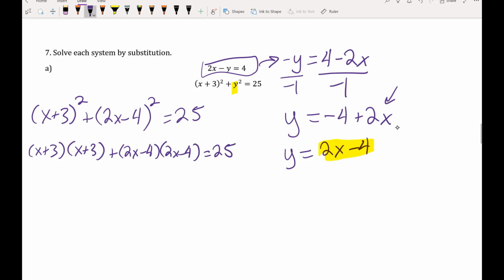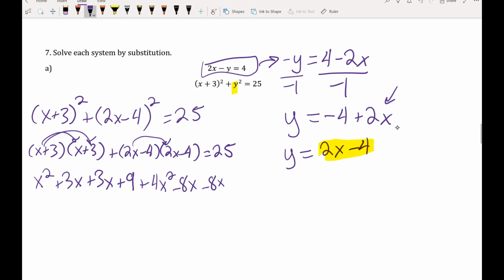These system problems, when it's a quadratic and a linear, are normally pretty lengthy because there's a lot of distributing to do. So just make sure that you're being careful with all your minus signs and all your distributing. Plus 2x times 2x is 4x squared, minus 8x, minus 8x, negative 4 times a negative 4 is positive 16, equals 25.